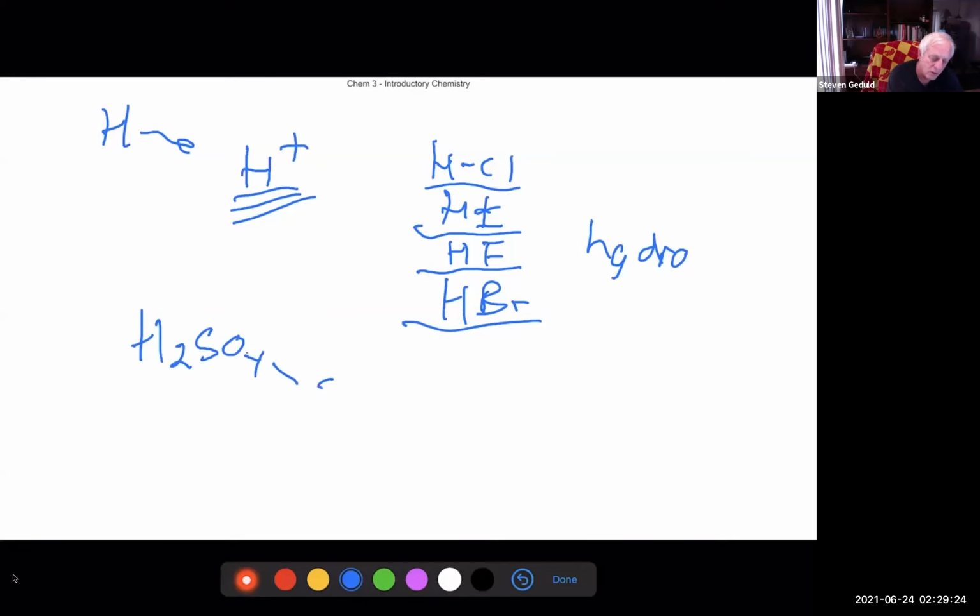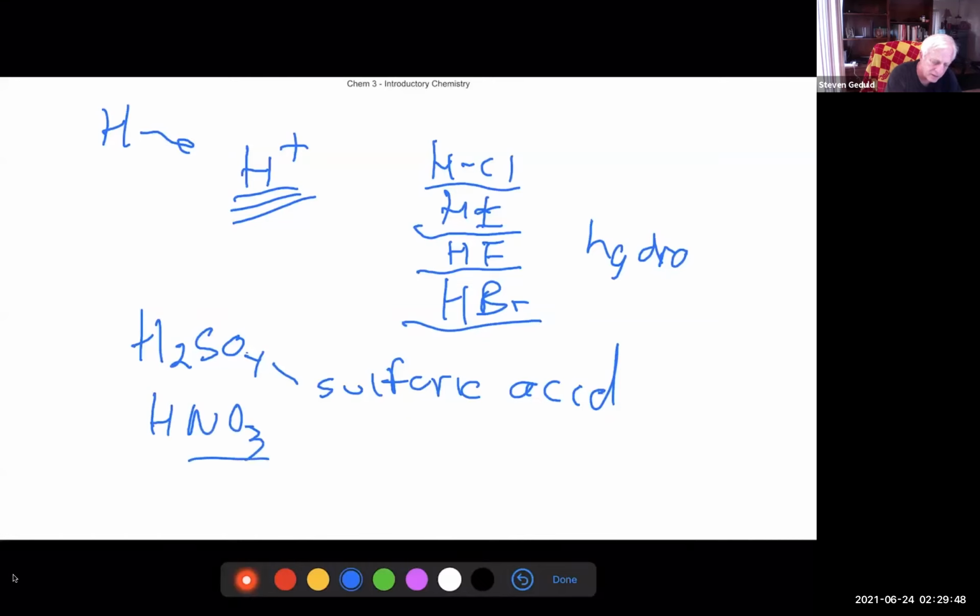So this is sulfuric acid. Sulfuric acid is battery acid. That's what we have in our car batteries. Nasty stuff. It will burn right through skin, right through clothing. What else did I have on there? HNO3. Again, that's a polyatomic ion. That's the nitrate ion. So this is nitric acid.